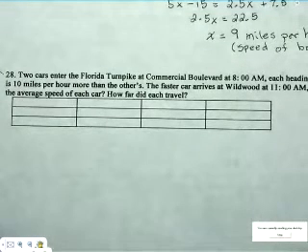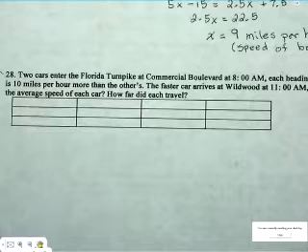All right. 2 cars enter the Florida Turnpike at Commercial Boulevard at 8 a.m., each headed for Wildwood. They're getting on the turnpike at the same place, and they're getting off at the same place. That's what I got from the first sentence. Is that what you got?